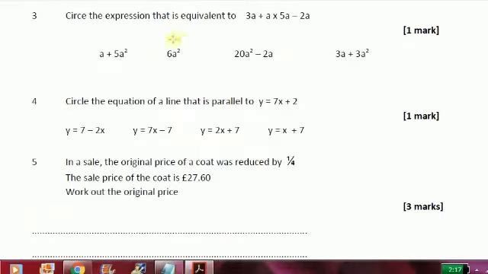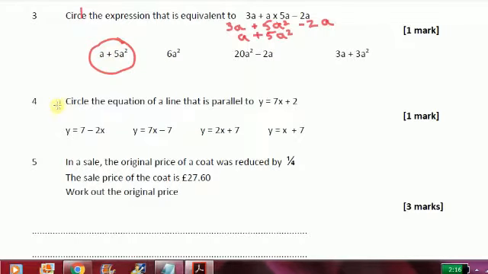Number 3, circle the expression that is equivalent to 3a plus a times 5a minus 2a. 3a plus a times 5a is 5a squared, minus 2a. That gives us a plus 5a squared. And you cannot combine those two together. They're different kinds of terms. So we have to leave it like that. And there it is in the answer list.